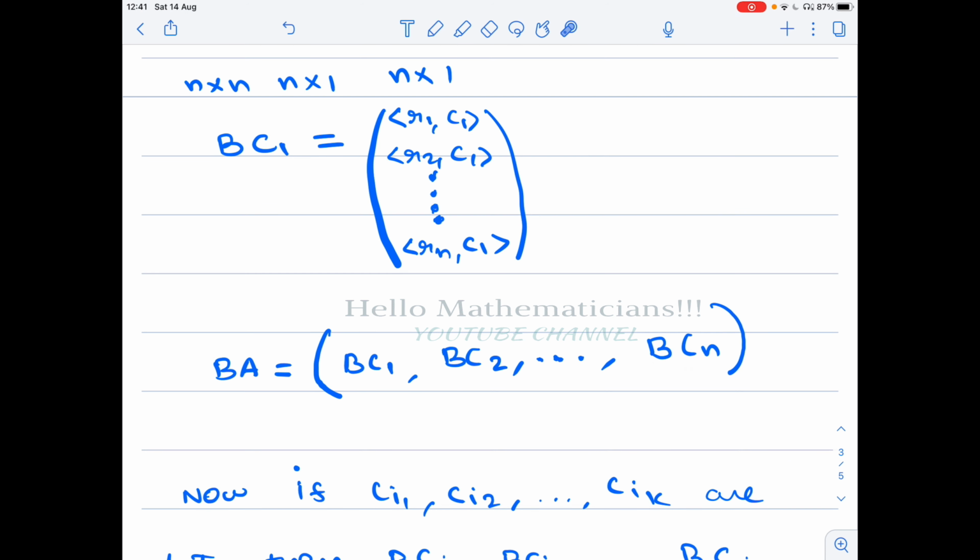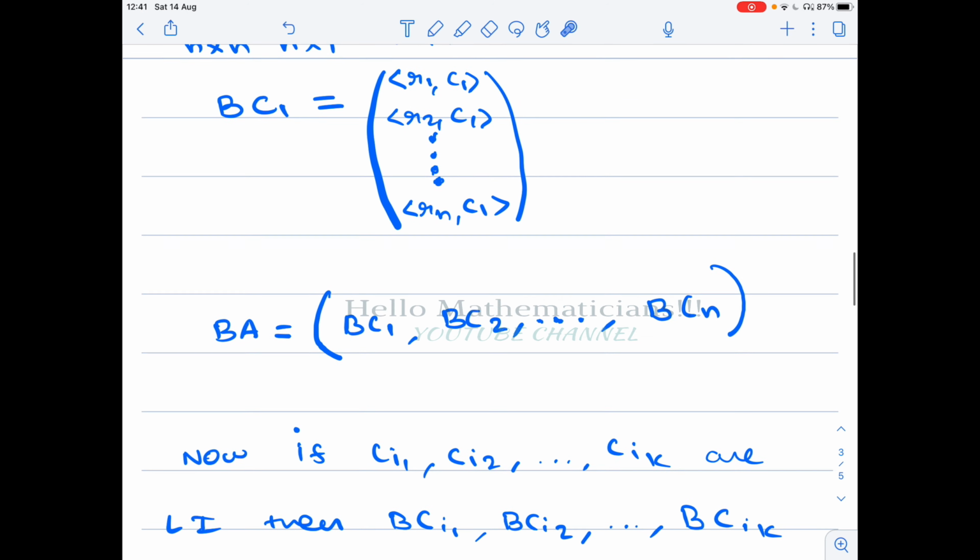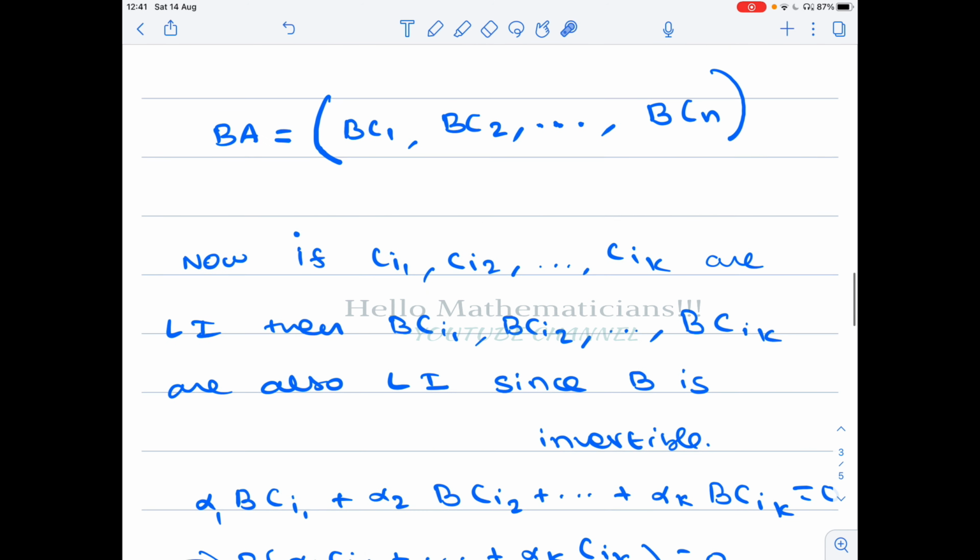Okay, so now it is easy to prove our result. We claim that if Ci1, Ci2, ..., Cik are some columns in the matrix A, and suppose these columns are linearly independent, then the columns BCi1, BCi2, ..., BCik are also linearly independent.